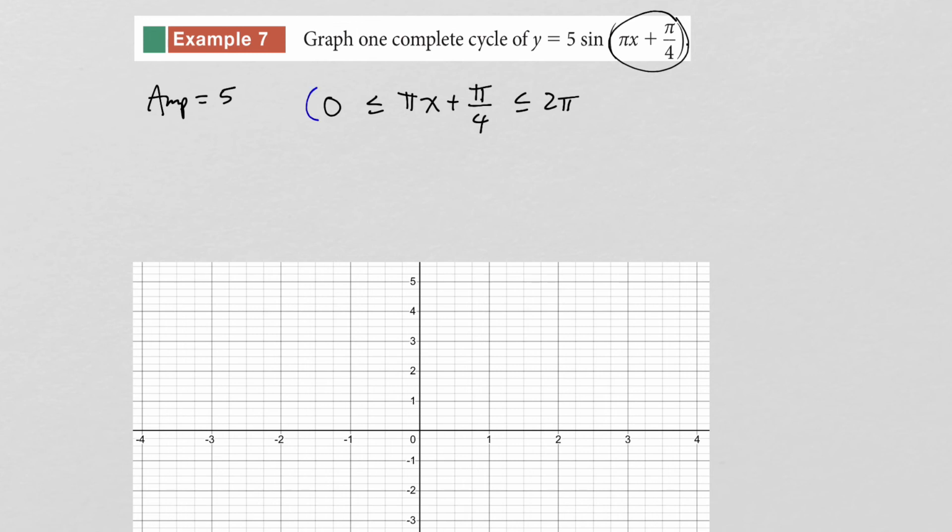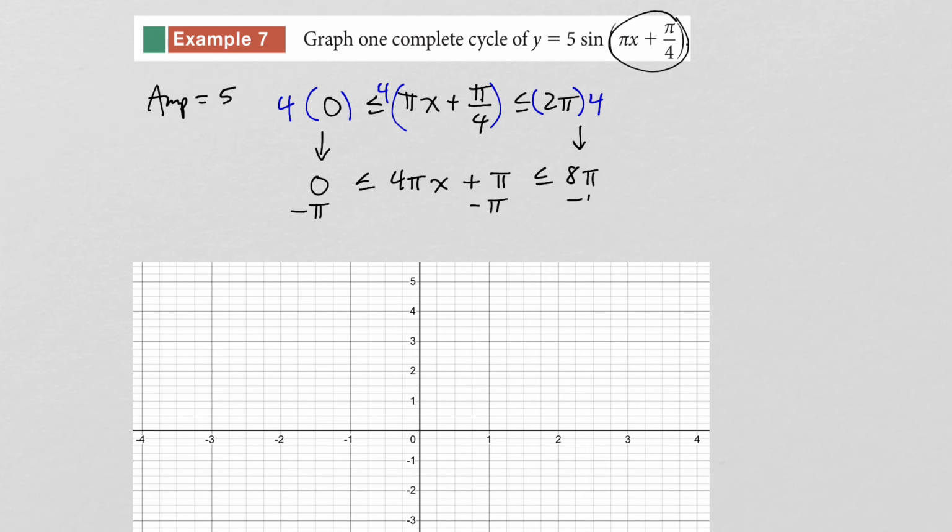I'm going to start by multiplying everything by 4. That's going to give us 0, less than or equal to 4 pi x plus pi, less than or equal to 8 pi. Double check everything there if you want. Subtract pi from all 3 parts. This gives us negative pi, less than or equal to 4 pi x, less than or equal to 7 pi.